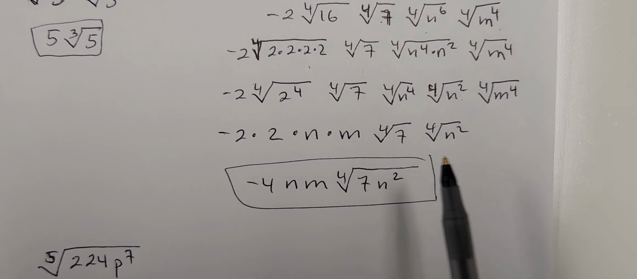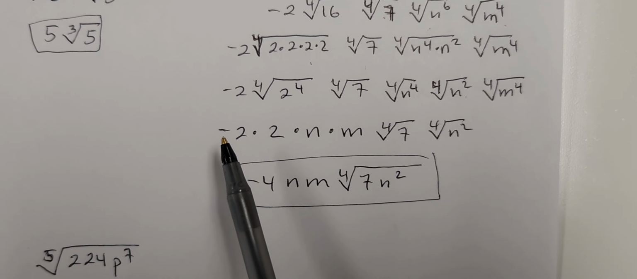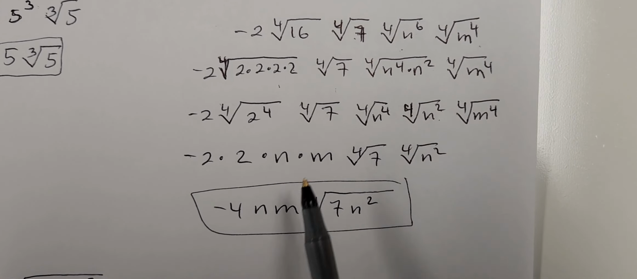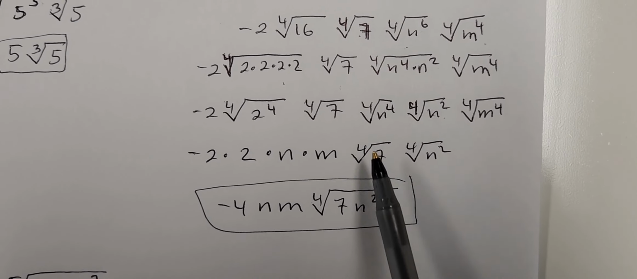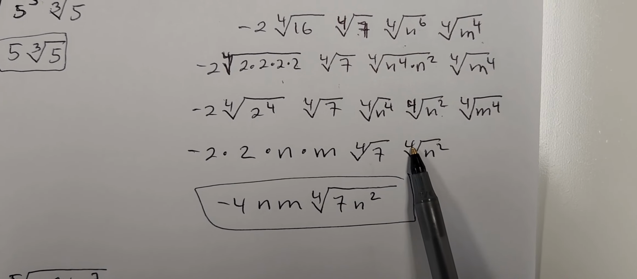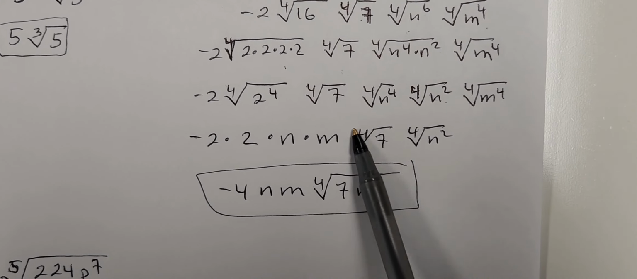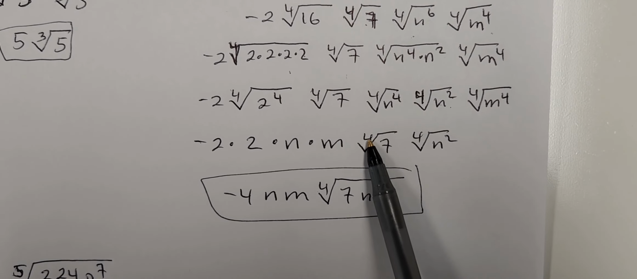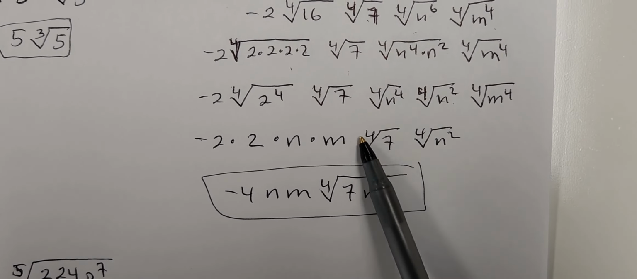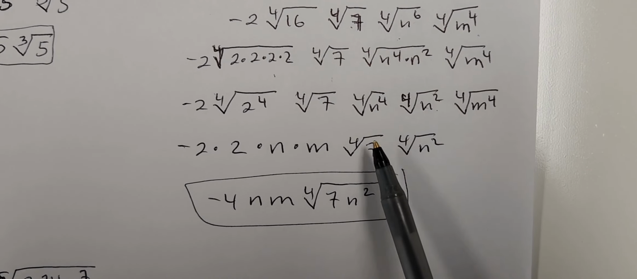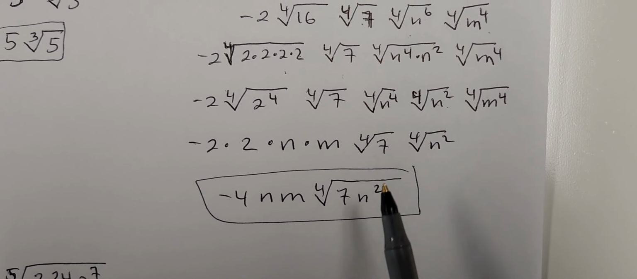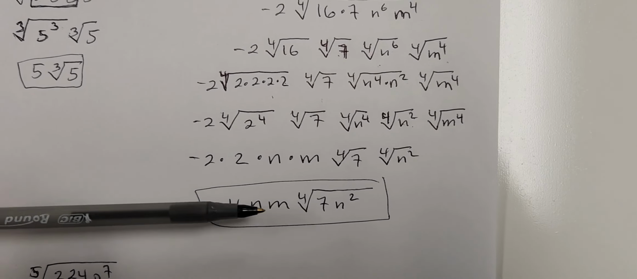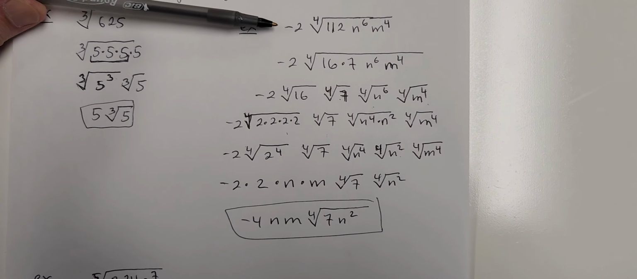Now let's clean this up a little bit more. So as you can see, -2 times 2 gives me -4. n and m, leave it alone, there's nothing to do. And then this fourth root and this fourth root, since they are the same number, I can put them together as 1. So again, this is a fourth, this is a fourth, because they are the same number. I can put 7 and n squared together as one item. Okay, so this is the final answer to the original problem up here.